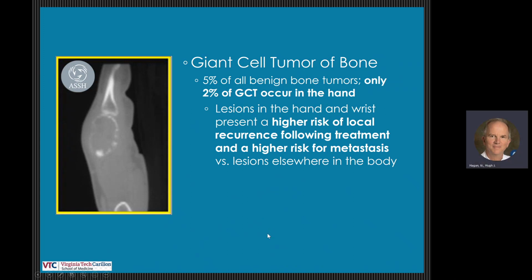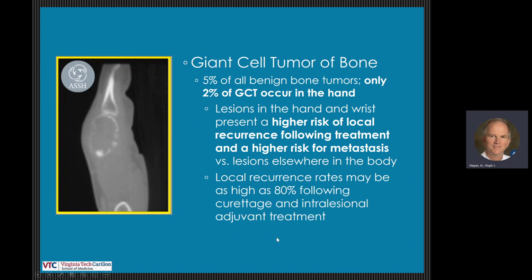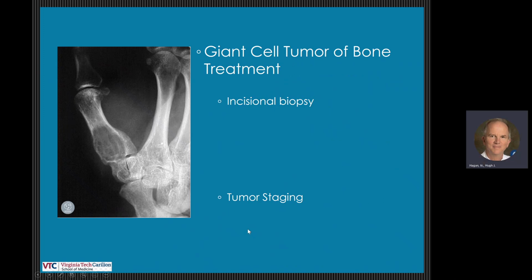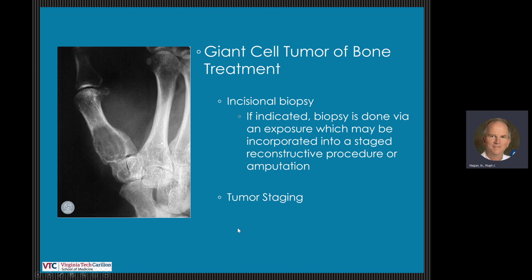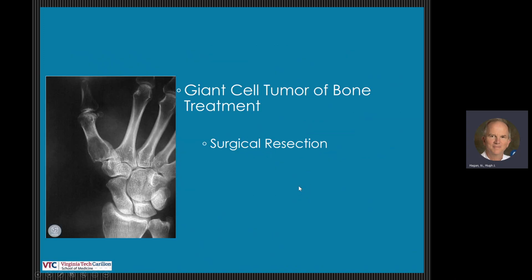They have a higher risk of local recurrence after treatment simply because excision tends to be less forgiving in the hand. You have less tissue to work with. Local recurrence rates can be as high as 80% following simple curettage and adjuvant treatment. When treating a lesion like this, incisional biopsy is indicated, and if you do so, you want to make sure that your biopsy incision can be incorporated into a stage to reconstruct a procedure or an amputation. And staging the tumor includes the usual tumor workup, a chest CT, possibly a bone scan.